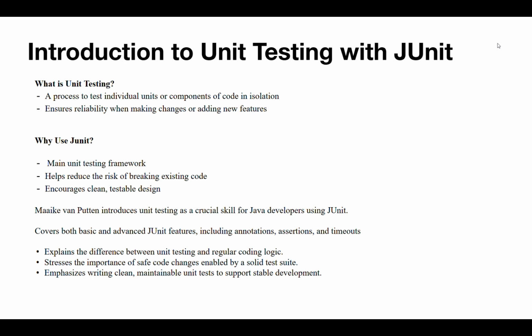When you save or compile your code, the tests can run automatically, showing you whether your changes have broken anything. JUnit also works seamlessly with CI/CD tools like Jenkins. Its powerful assertion and lifecycle management tools allow for detailed, high-quality testing with minimal setup. So, why use JUnit? The framework helps reduce the risk of breaking existing code, and it encourages clean, testable designs.